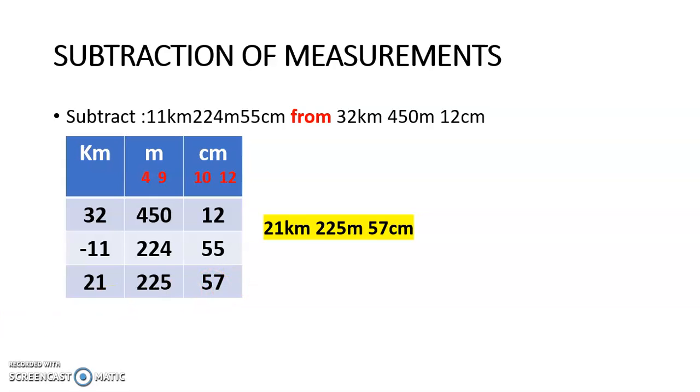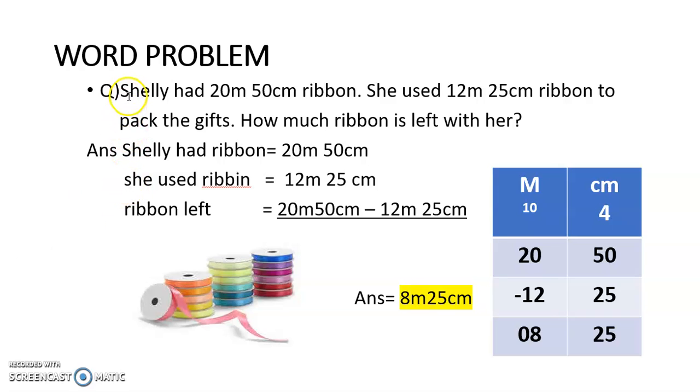Now let us move on to some interesting math stories. Shelley had a 20-meter, 50 centimeter ribbon. She used 12 meter, 25 centimeter ribbon to pack the gifts.